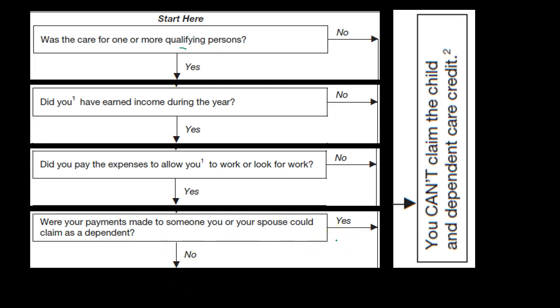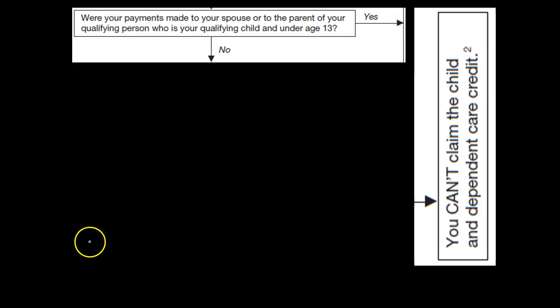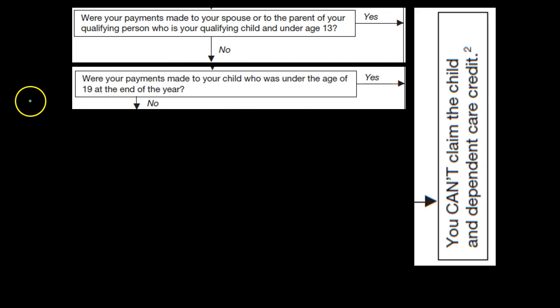So if yes, if we're paying someone who is our dependent, we can't typically claim. If no, we move forward. Were your payments made to your spouse or to the parent of your qualifying person who is your qualifying child and under the age of 13? Again, we can't typically have that be the case. If that's the case, then we cannot claim. And if it's not the case, then of course we can move forward.